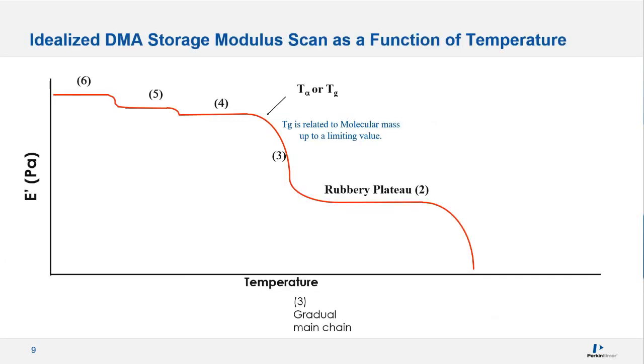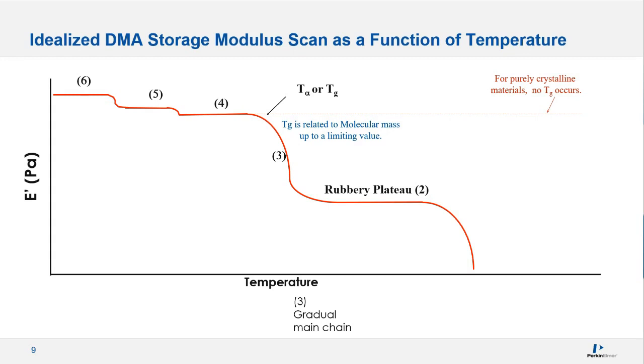This shows you the possible transitions one can get from a DMA temperature scan. This graph is only showing the storage modulus. Most of the time, we'll first look at the Tg. It shows a significant modulus drop as a result of gradual main chain movement. In other words, material softening. Of course, for purely crystalline materials, no Tg occurs because Tg is from the amorphous content.